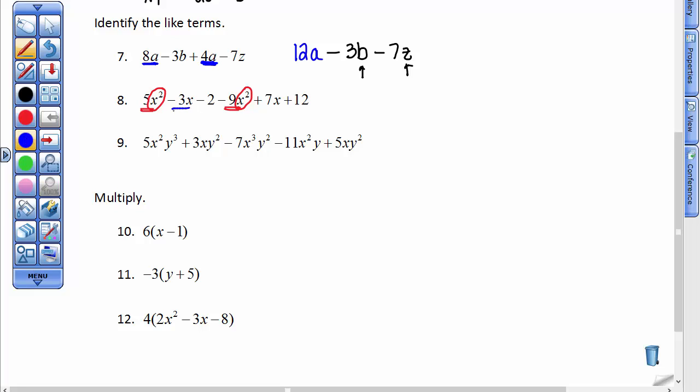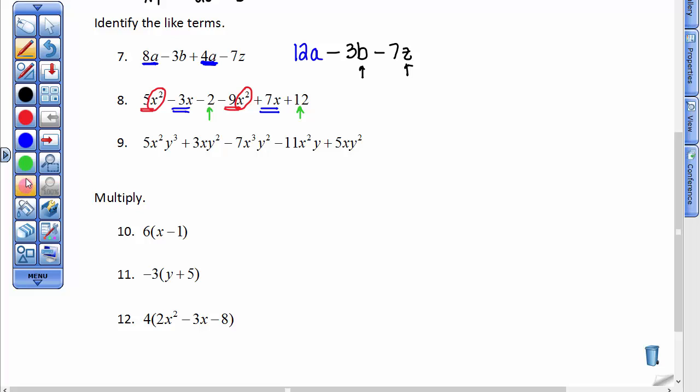The minus 3x and the positive 7x are like terms. They're both x to the first power. They can be combined later on. And then finally, the minus 2 and the positive 12 are like terms. They're just numbers. Let's go back and let's look at number 9.